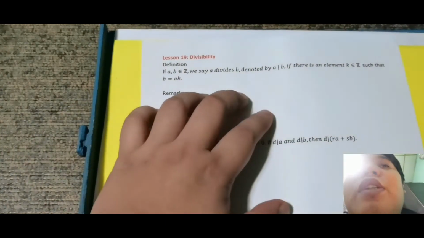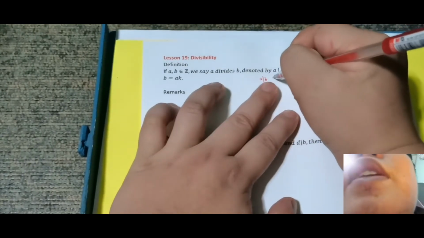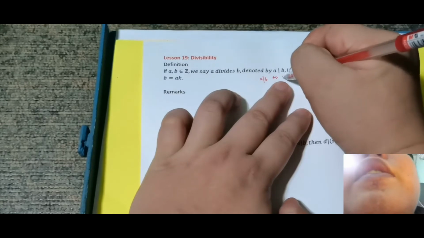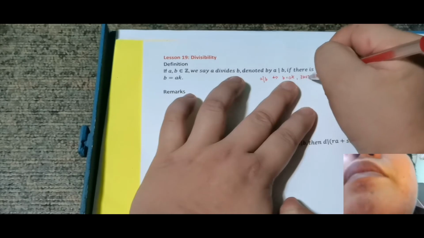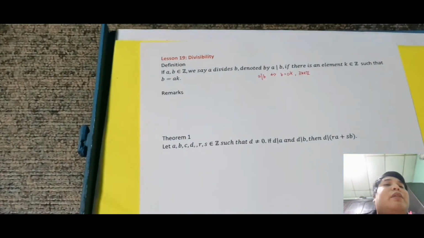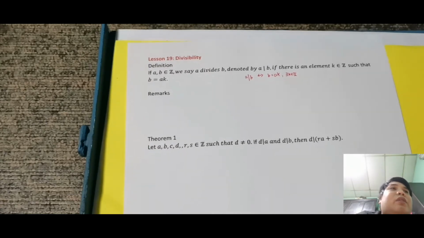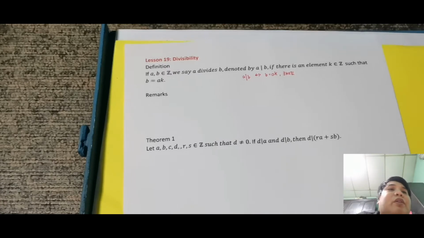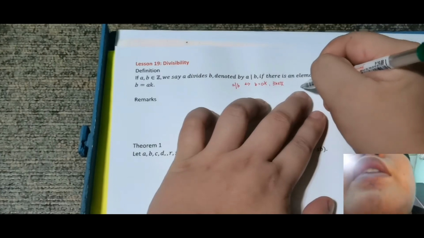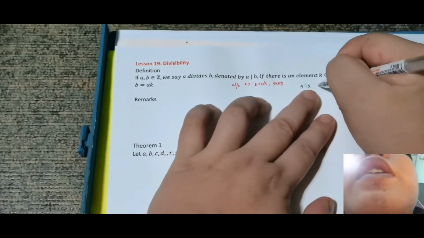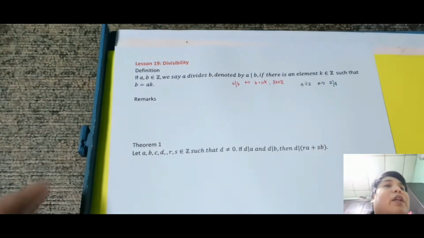So again, ulitin ko lang in notation. A divides B if and only if, pwede magkabaliktaran, B is equal to AK for some K element of integers. Yun ay ibig sabihin ng divides. Ito yung baliktad na division. Kung alam mo yung 4 divided by 2, 2 divides 4. In this case, this is if and only if, that 2 divides 4.